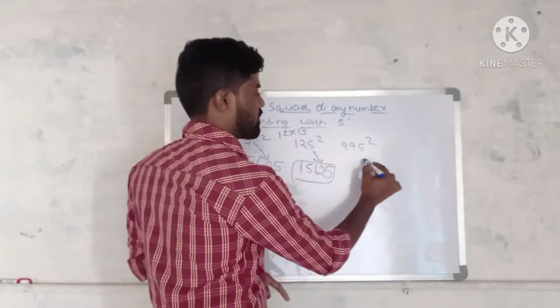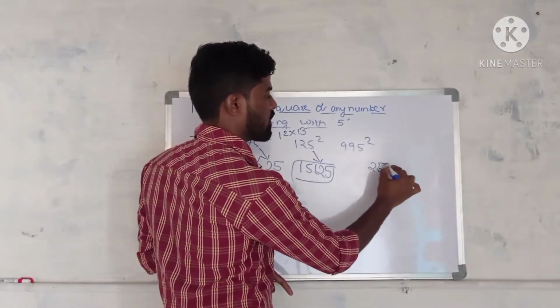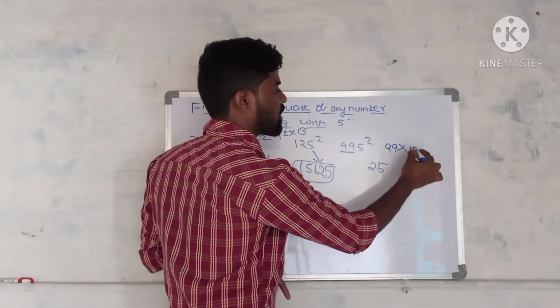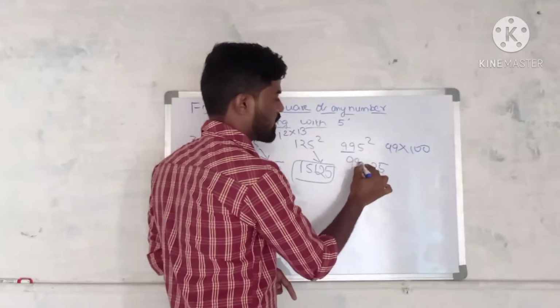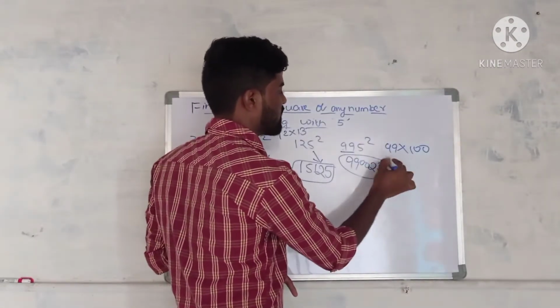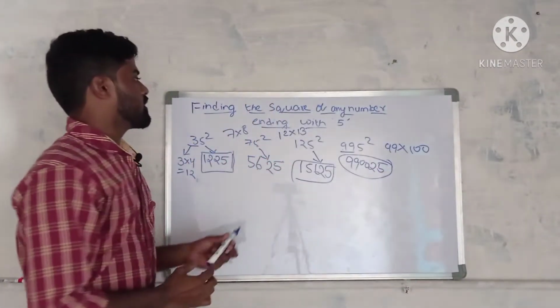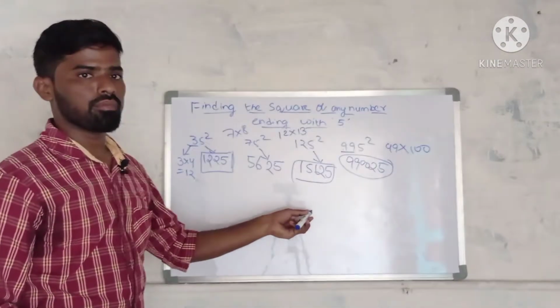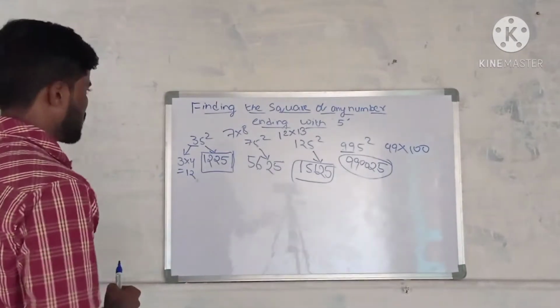995 square. 5 square, 25. Multiply 99 with the following number, 99 into 100, 9900. This is 995 square. This trick is applicable to any number whose last digit is 5. Let's move on to topic number 3.